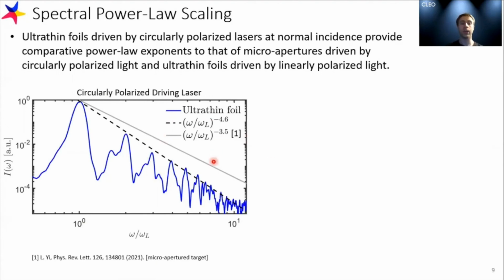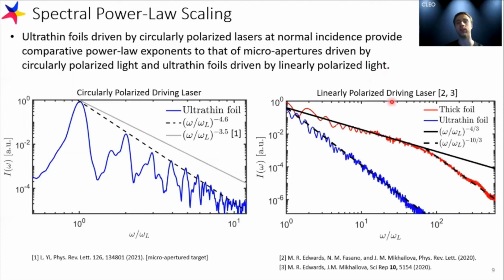You can also compare this scaling with that of a linearly polarized ultra-thin foil, which exhibits a minus 10/3 power law scaling, which is very close to the minus 3.5 power law scaling of the preformed microaperture target. The most efficient cases for the linearly polarized driving lasers take place for thick targets, though, where you can see a minus 4/3 power law.